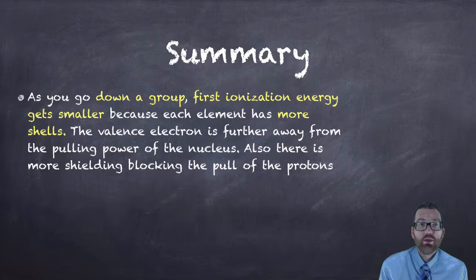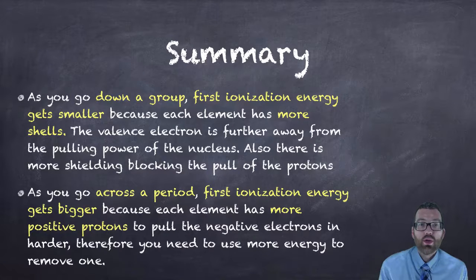So remember, as you go down a group, the first ionization energy gets smaller because each element has more shells. The valence electron is further away from the pulling power of the nucleus, and also there's more shielding, which is going to be blocking the pull of the protons, which will again lower that first ionization energy. As you go across the period, first ionization energy gets bigger because each element has more positive protons to pull those negative electrons in harder. Therefore, you need to use more energy to remove one.